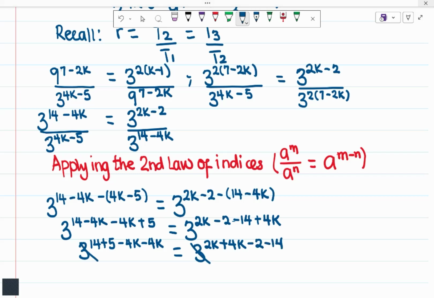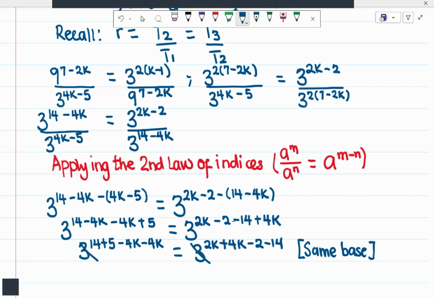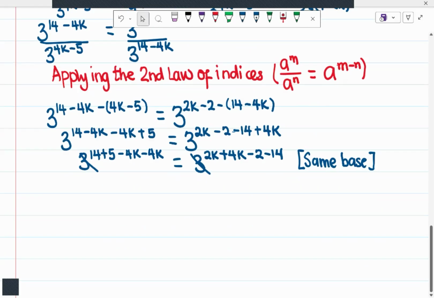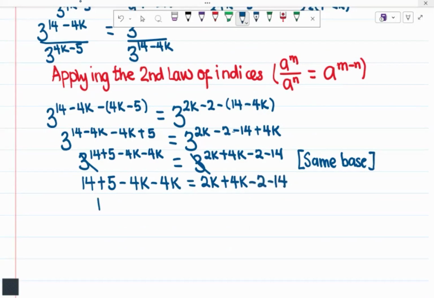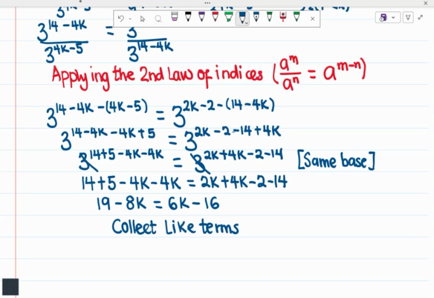This one will cancel each other. Why? Because they have the same base. Since they have the same base, what do we do now? We'll solve this further by having 14 plus 5 minus 4k minus 4k is equal to 2k plus 4k minus 2 minus 14. So this one here is 19 minus 8k is equal to 6k minus 16. So if I solve this now, I'll collect my like terms. When I collect my like terms, what do I have here?